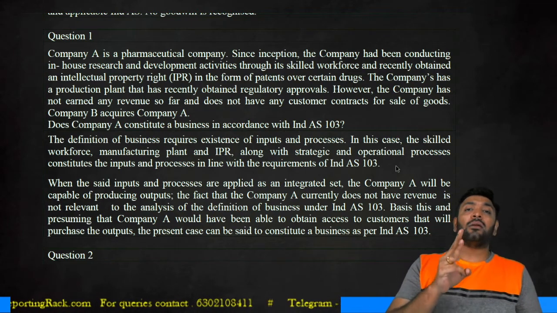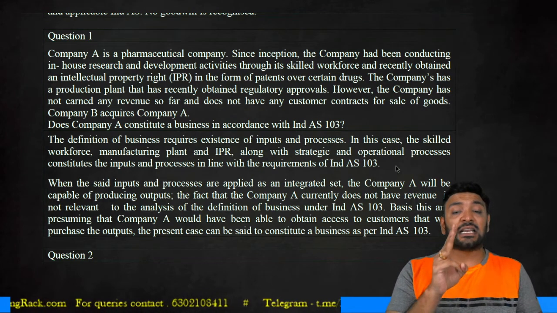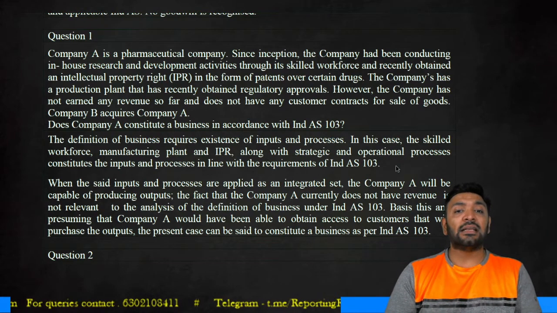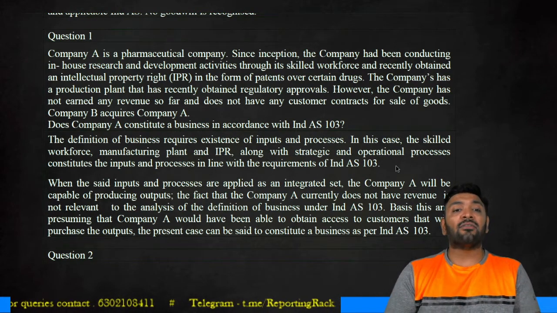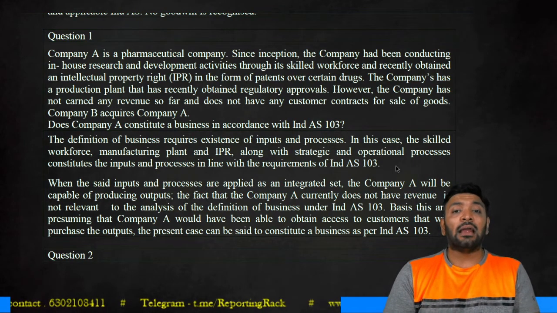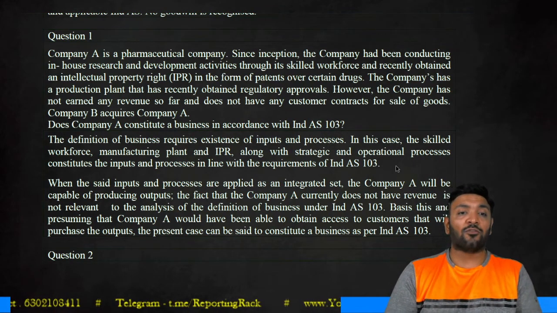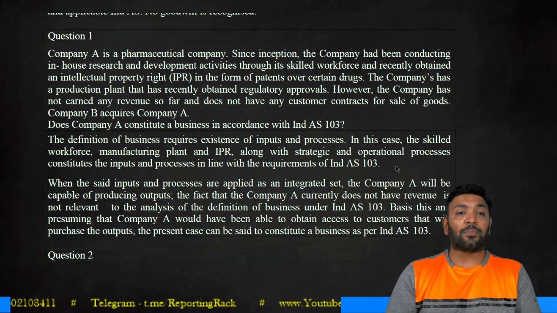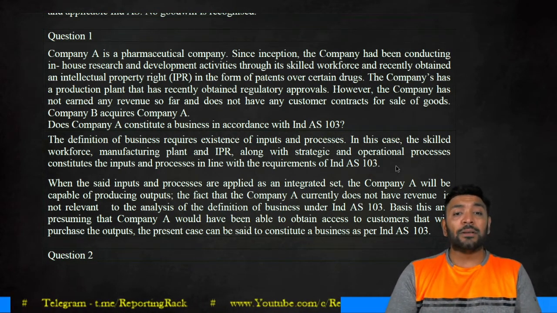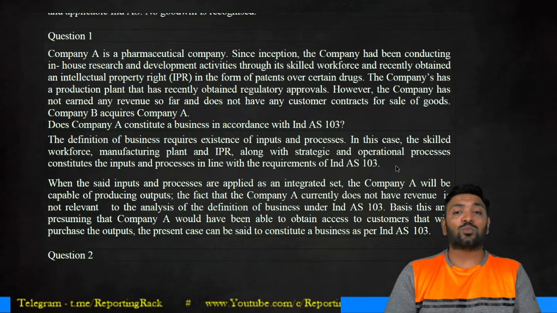All three are fundamental activities necessary to generate output. The company has a production plant that recently obtained regulatory approval. However, the company has not earned any revenue so far and does not have any customer contracts for sale of goods. Company B acquires Company A. Does Company A constitute a business in accordance with Ind AS 103?